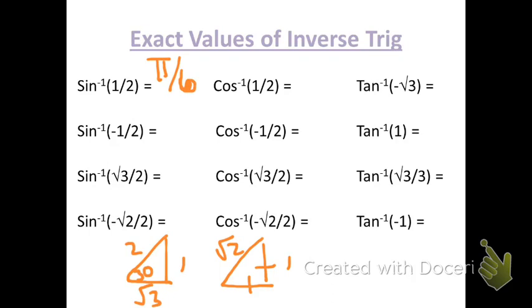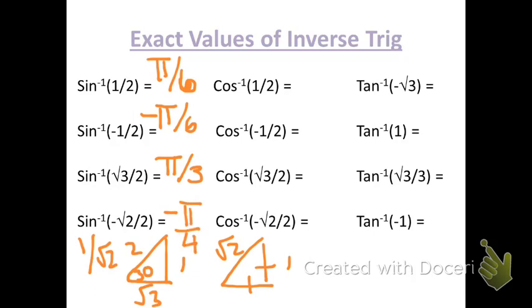If it's negative, it will be in the fourth quadrant or the pre-first quadrant, so we'll write negative pi over 6. If it's inverse sine rad 3 over 2, that goes with a 60-degree angle, so we're going to write this as pi over 3. And inverse sine rad 2 over 2, which remember is the same thing as 1 over rad 2, that's a 45, but negative, so we go negative pi over 4.